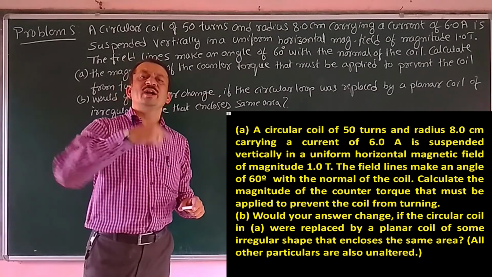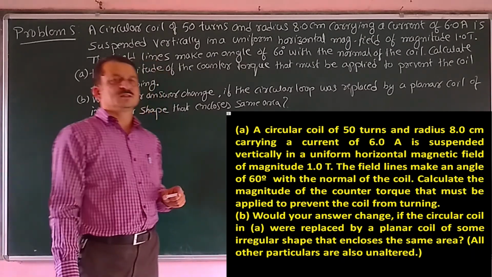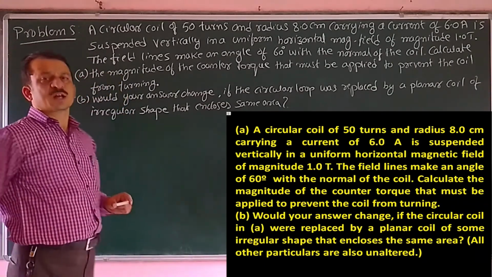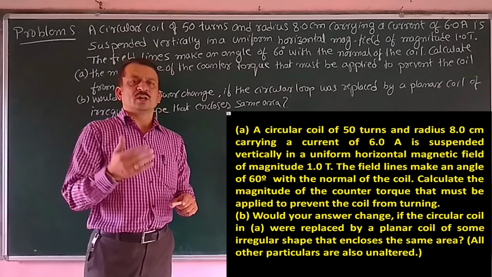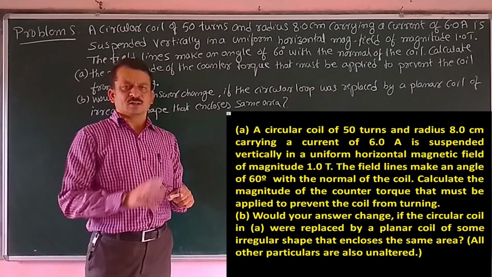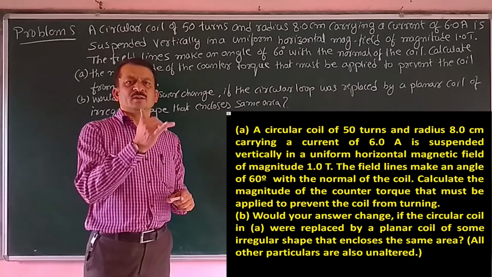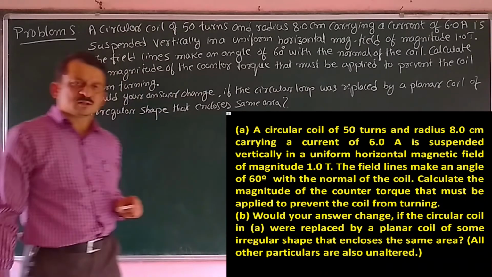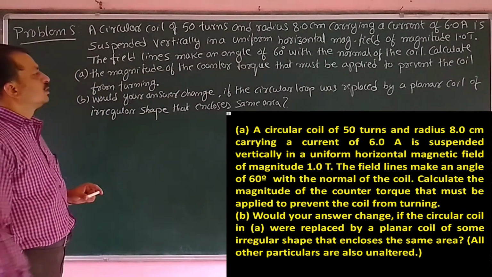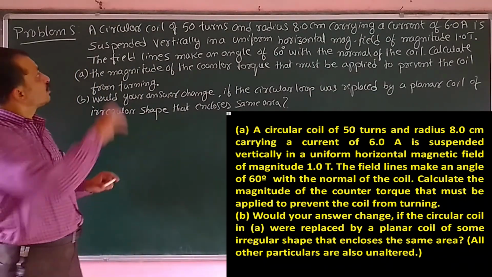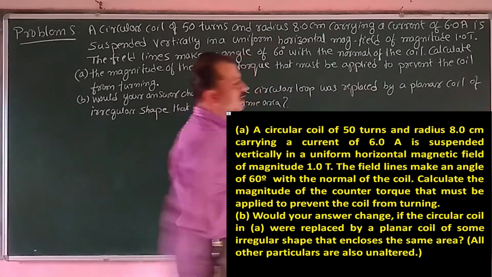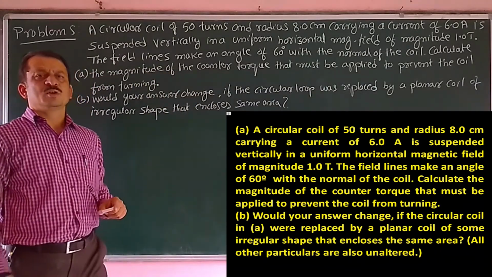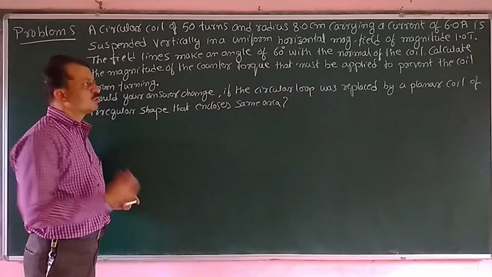In order to avoid that turn, we have to apply a counter torque. Now we have to calculate what that counter torque is. So in order to avoid that turn, the counter torque is applied. Therefore, the counter torque and the torque experienced by the coil are both equal and opposite. In part B, the circular coil is replaced by any planar, irregular shape having the same area. What will be the answer? That you have to work out.